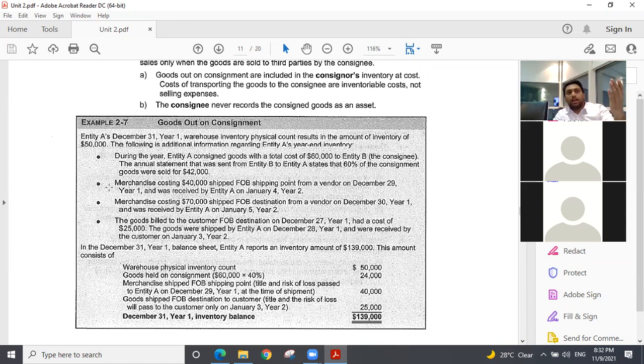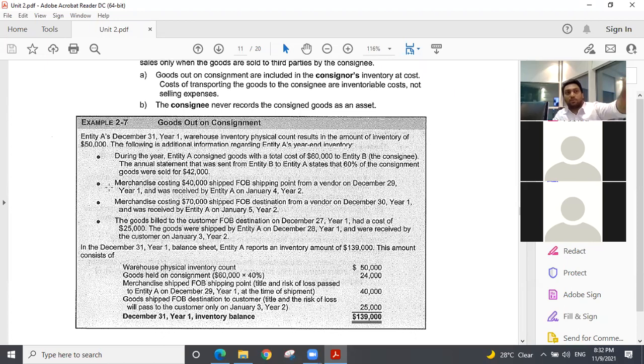The 40,000 I should add to the inventory. Next case, the goods billed to a customer on FOB destination. Now we are selling to the customer and it is on FOB destination. When the goods reach the customer, only then will the customer recognize it as a purchase. Then only I can recognize it as a sale.